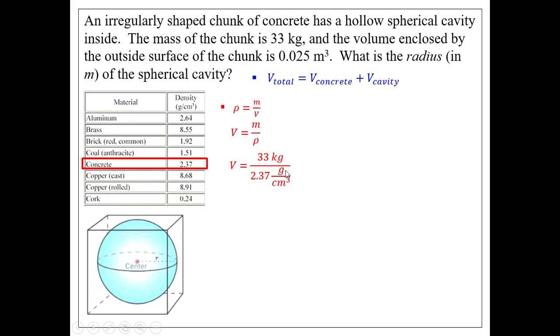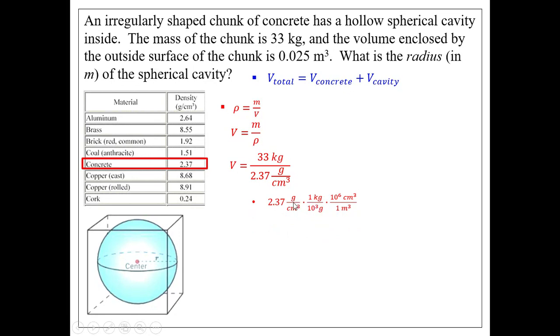So right away, I notice there's a discrepancy here. The unit on top is kilograms, and the unit on the bottom is in grams. But the question wants us to find the radius in meters. So notice the density value that I'm using in this chart is grams per centimeters cubed. So all you have to do is convert 2.37 grams per centimeters cubed to kilograms per meters cubed.